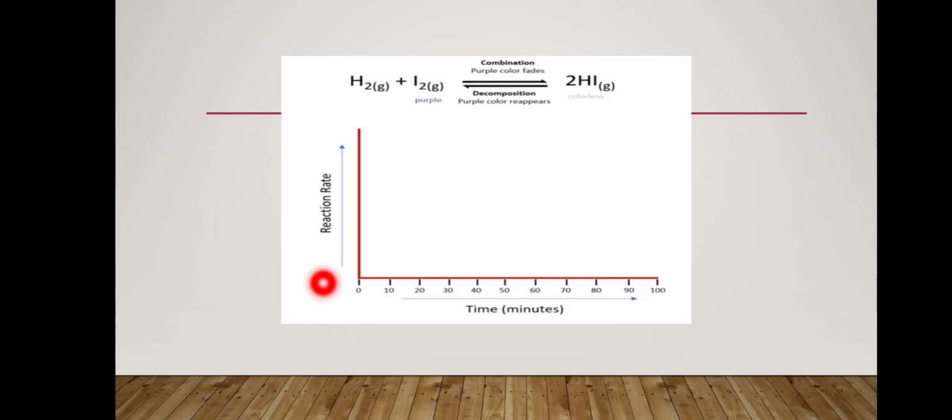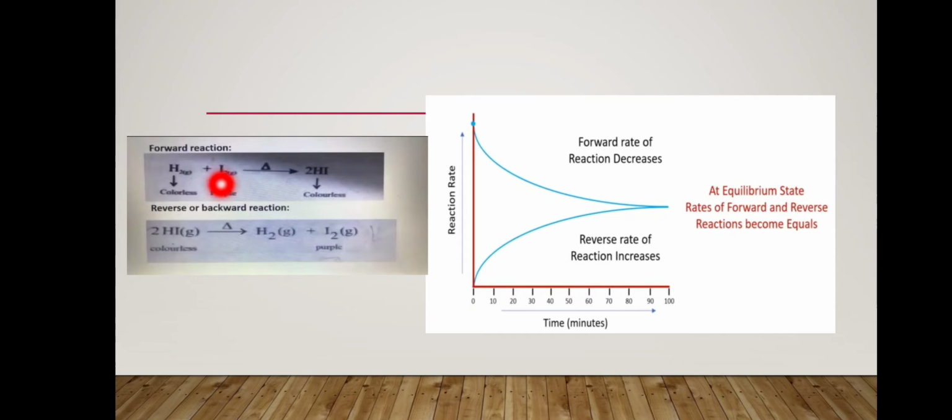It is represented by a graph. The graph is drawn between the x-axis and y-axis. On the x-axis, time is shown, and on the y-axis, the reaction rate. This is a forward reaction and this is a reverse or backward reaction.